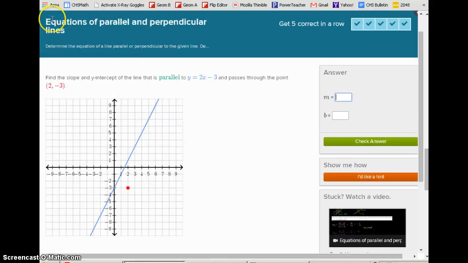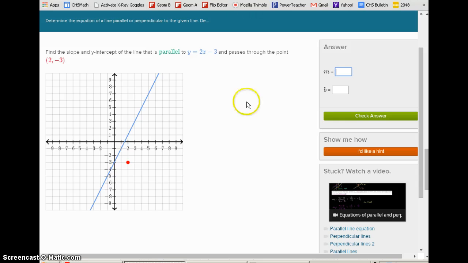Okay, so we're working on equations of parallel and perpendicular lines. This is really something from algebra, but understanding clearly what's often called the slope criteria for parallel lines, or the slope criteria for perpendicular lines. Understanding the relationships of slopes of pairs of lines that are either parallel or perpendicular.